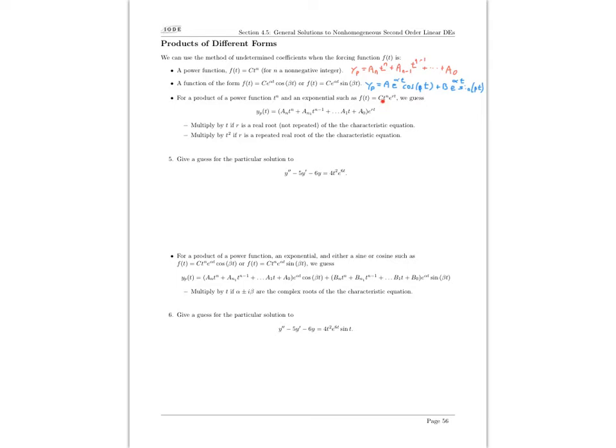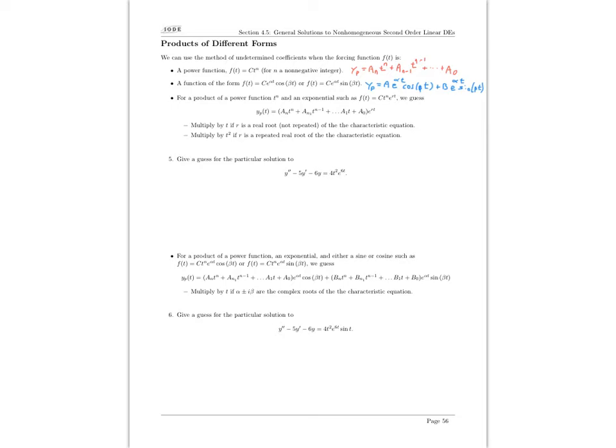So for example, if I had a power function times an exponential function, then our guess is going to be the most general polynomial that has that power times the exponential. And again, we might need to multiply by t if we have some resonance with the homogeneous solution, and maybe even t squared if we have resonance with a homogeneous solution which has a repeated root. So let's take a look at example number 5, where we've got this second order differential equation.